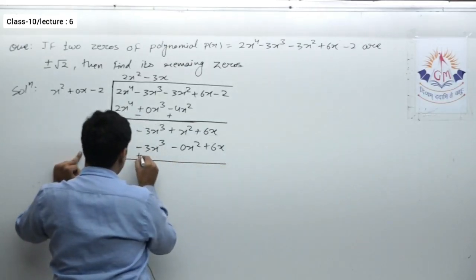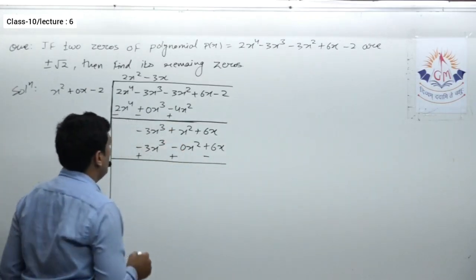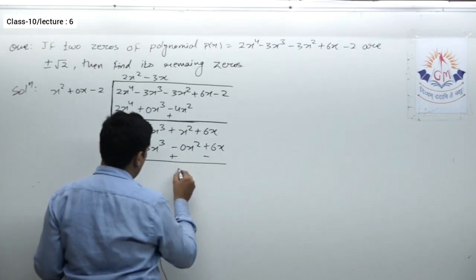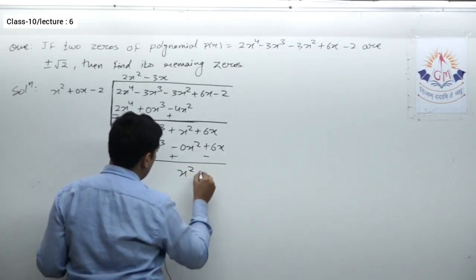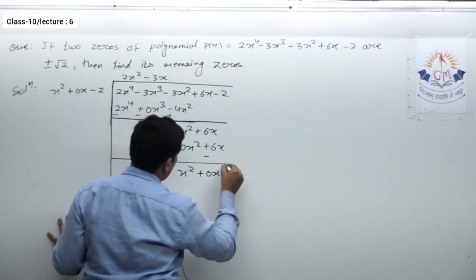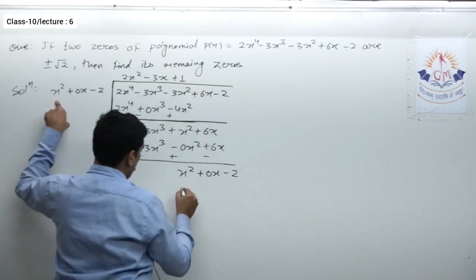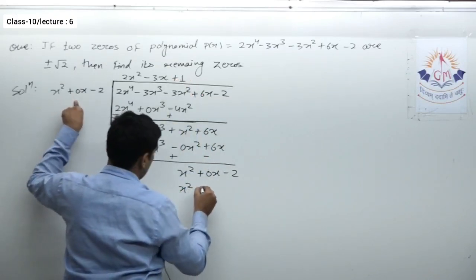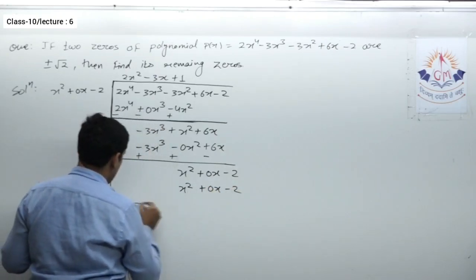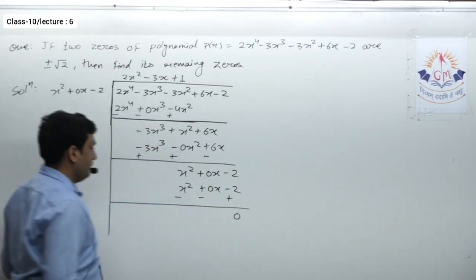Here it will become plus and minus, so this will cancel out. Here I get x^2, plus 0x, and now I'll bring down -2. So the next term should be +1. So 1 into x^2 is x^2, then plus 0x, then minus 2. So here we can see the remainder is absolutely nil, that is 0.